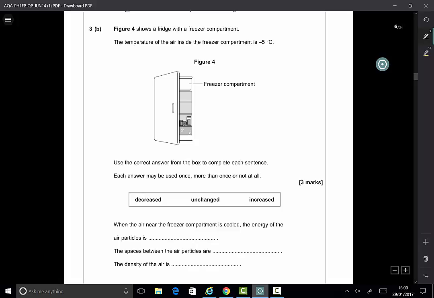Okay, when the air near the freezer compartment is cooled, the energy of the air particles is, okay, it's cooled down, so we've got less energy, so it's decreased. The spaces between the air particles, well, that's also going to decrease because they've got less energy, they're moving around less, so they're going to be closer together. And so the density of the air is increased. Okay, it's more dense if particles are closer together.